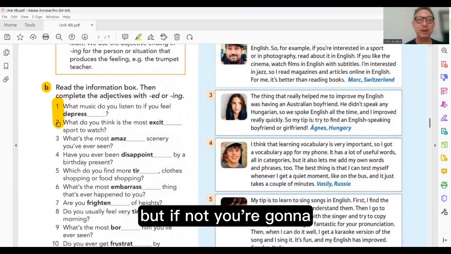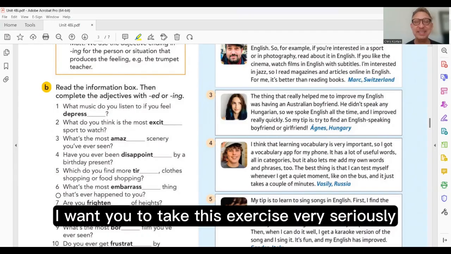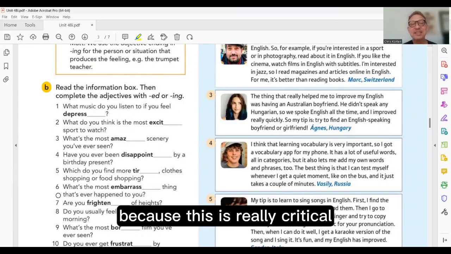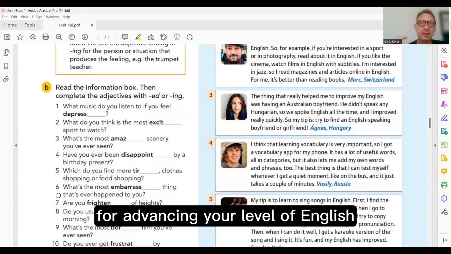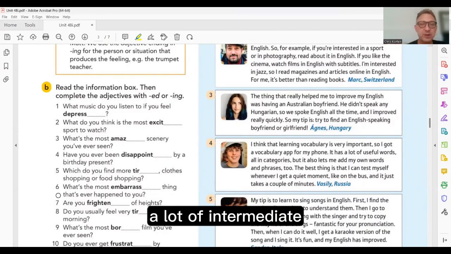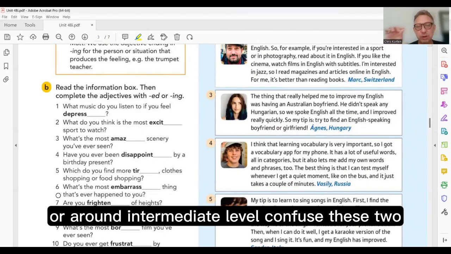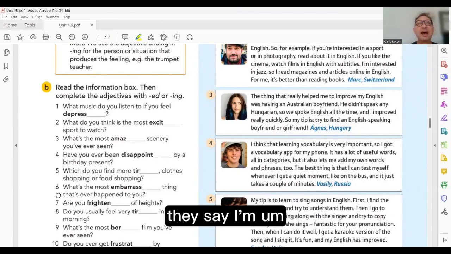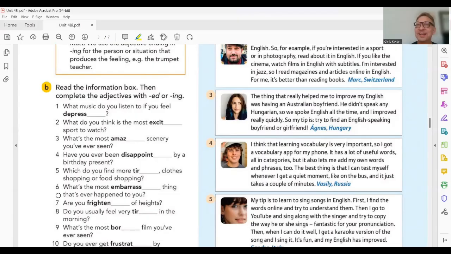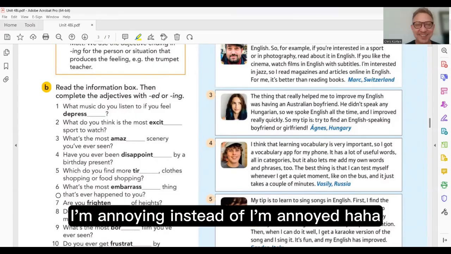You can look at that, and hopefully between the two, you can understand. But if not, you're going to get a lot of practice. This is really good practice. I want you to take this exercise very seriously because this is really critical for advancing your level of English. A lot of intermediate or around intermediate level students confuse these two. They say, I'm annoying instead of I'm annoyed.